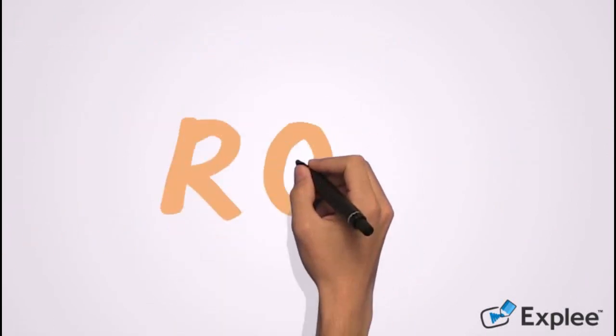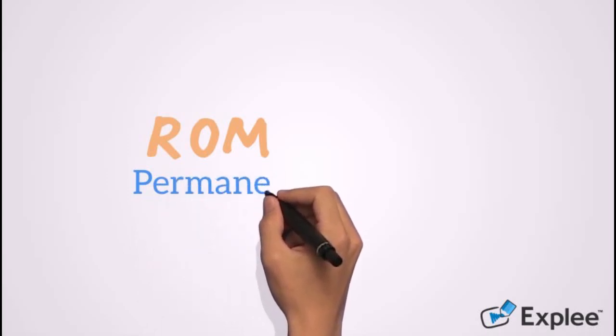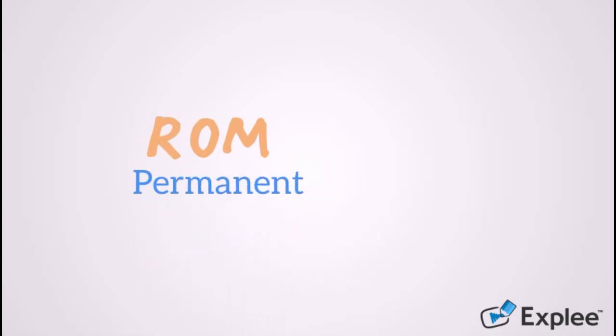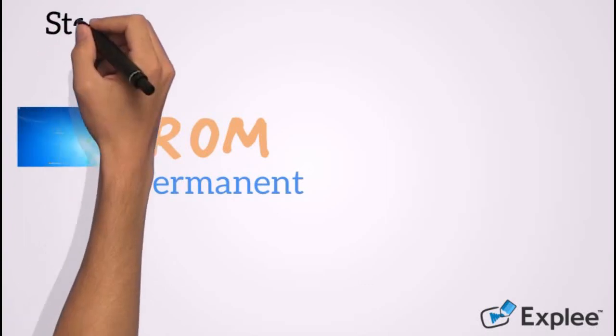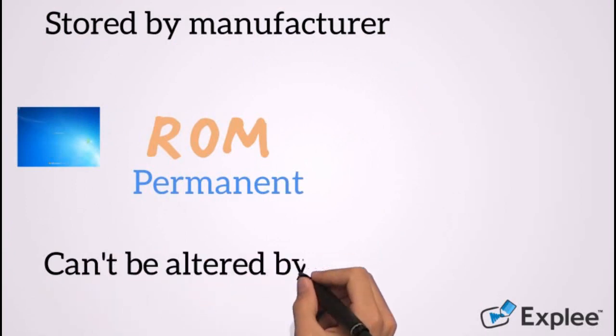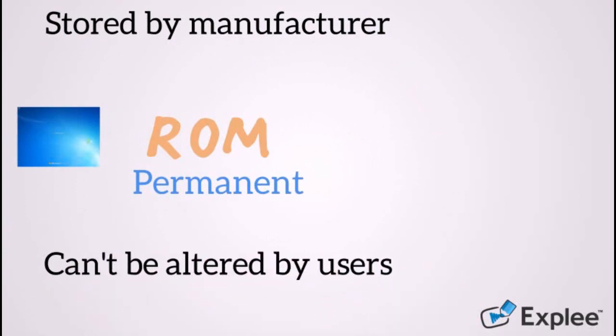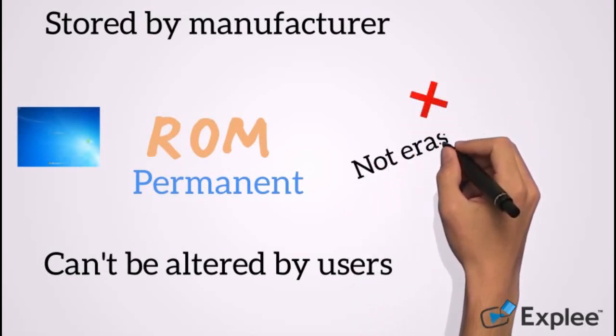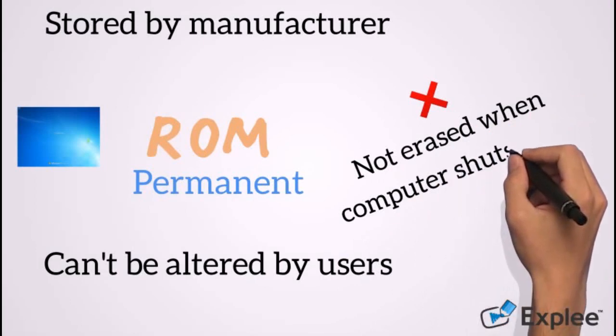Read-only memory or ROM is a form of permanent storage in the computer. It carries instructions that allow the computer to be started and to perform essential tasks. Its programming is stored by the manufacturer and cannot be changed by the users. This means that the data and programs on ROM can only be read by computers and cannot be erased or altered by users. Important to note here is that the ROM storage is not erased when the computer is turned off.